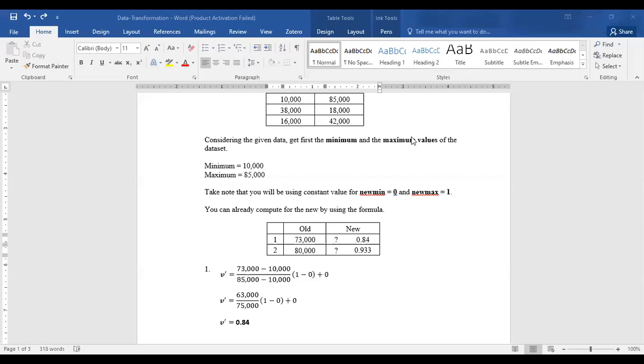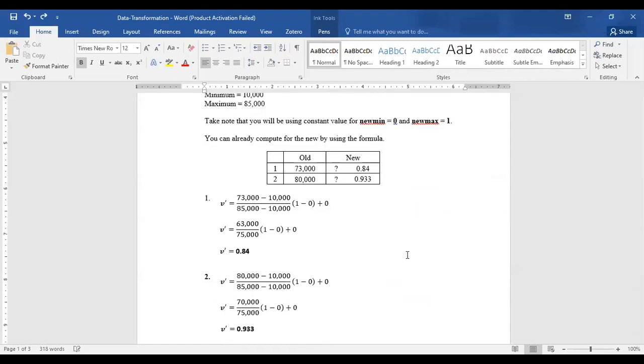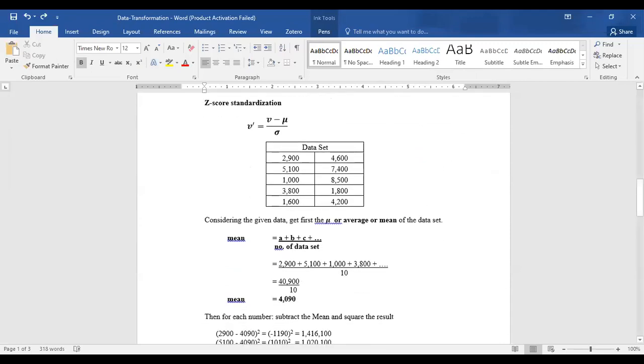Just like what I told you a while back, our computed values should only be from 0 to 1. So that is the constant value for the minimum and the maximum in min-max normalization. For the Z-score, sorry, I made a mistake. The example I was doing earlier was min-max. So we have here the Z-score.